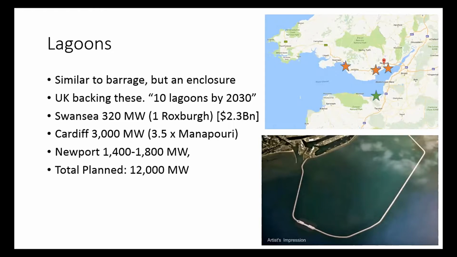The UK is really backing these things: 10 lagoons by 2030, which will generate 10% of their domestic power. So Swansea's the pilot project, which is the artist's impression down there. That's equivalent to a Roxburgh Dam. So that's a $2.3 billion project. For a bit of relative cost, Project Hayes was forecast to be $2 billion, and that was going to generate twice the amount of power of the lagoon.